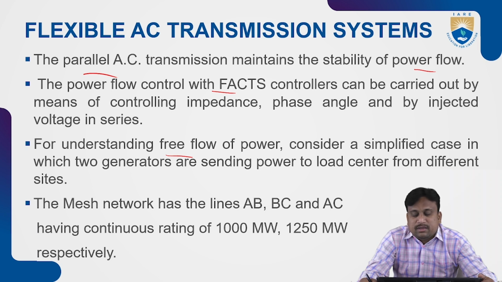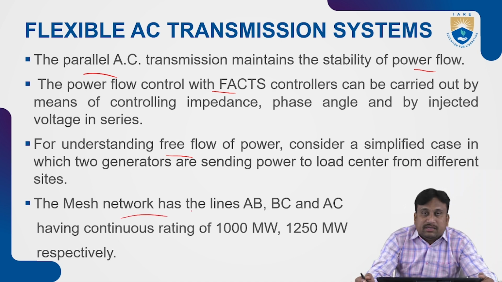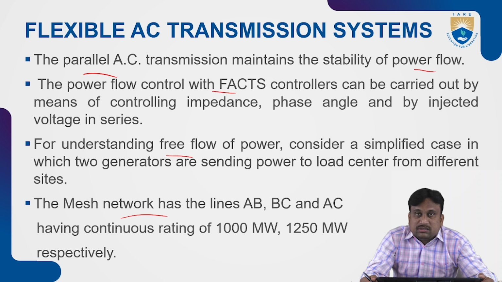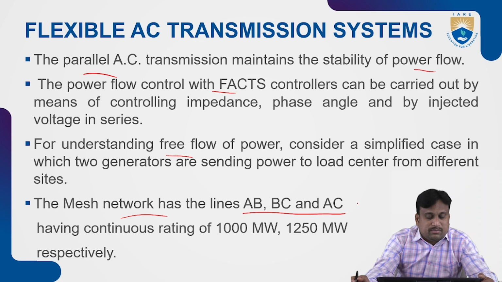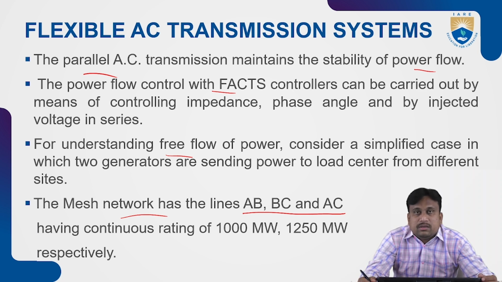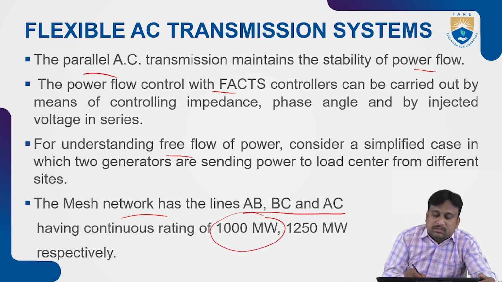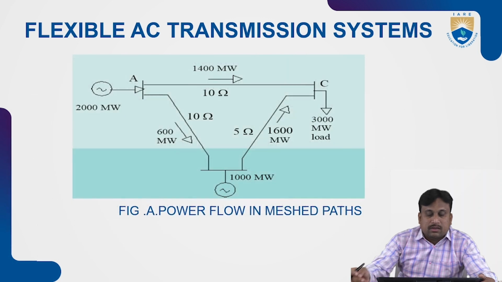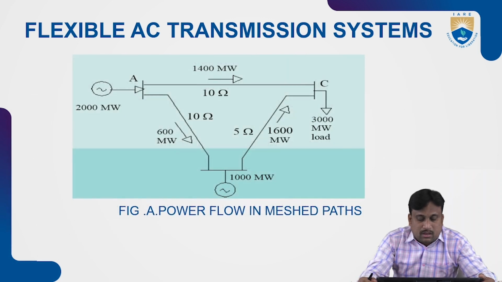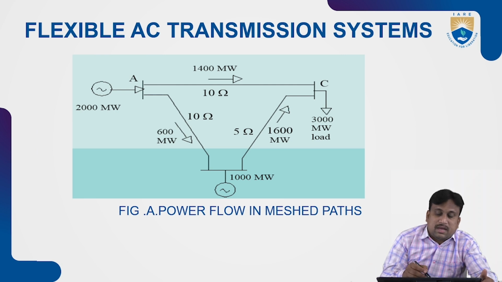two generators are sending power to the load centers. The mesh network has lines with considerations from A to B, B to C, and A to C. Like that we will have some mesh networks which have continuous ratings of about 1000 megawatts, 1250 megawatts, like that. It usually happens. So this is the network showing how the power flows in meshed paths.